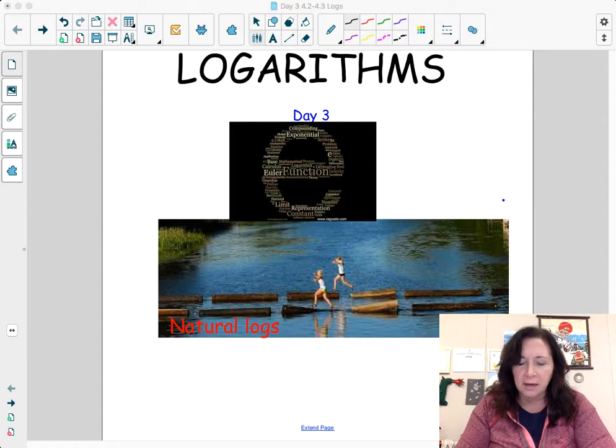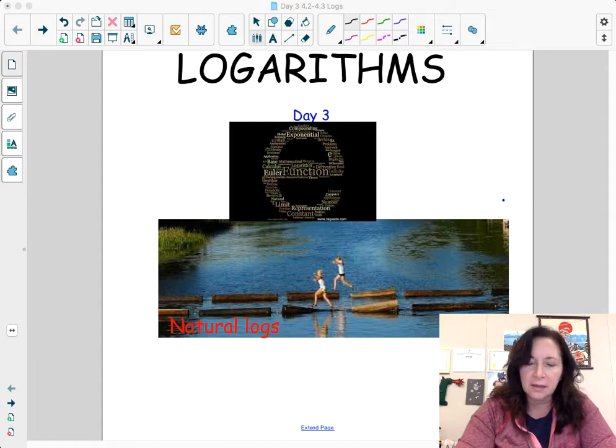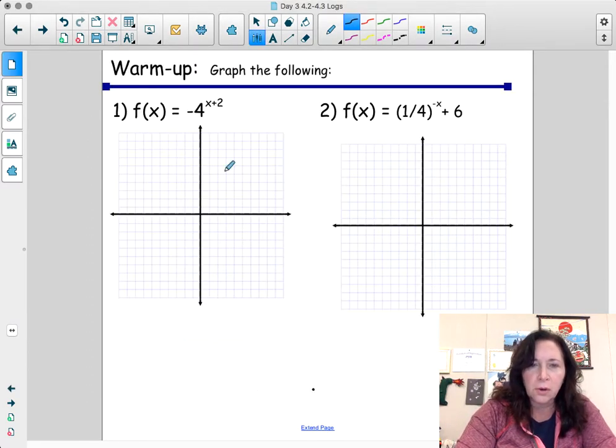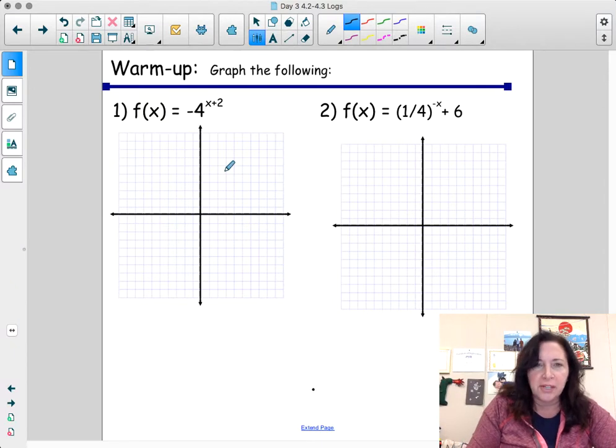Hi everyone, today I'd like to introduce logarithms and let's get started with a warm-up first. So we're going to warm up with two transformations. And so the first transformation is f of x equals -4 to the x plus 2 power.